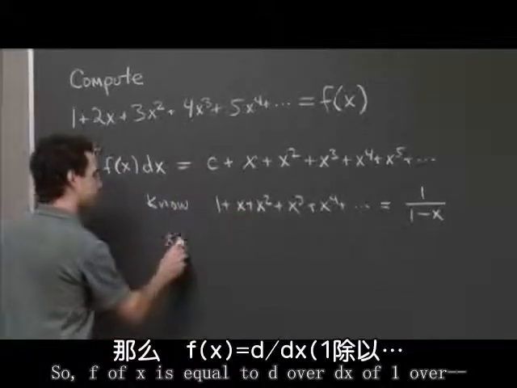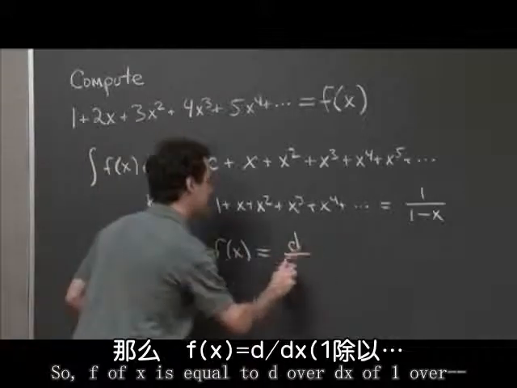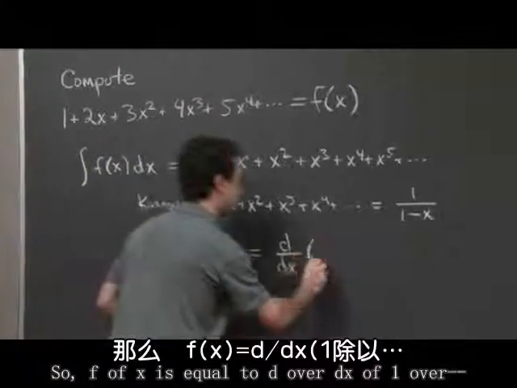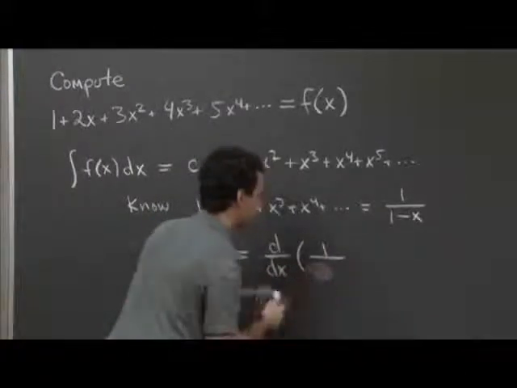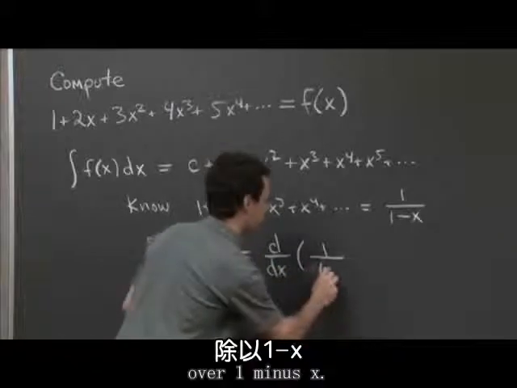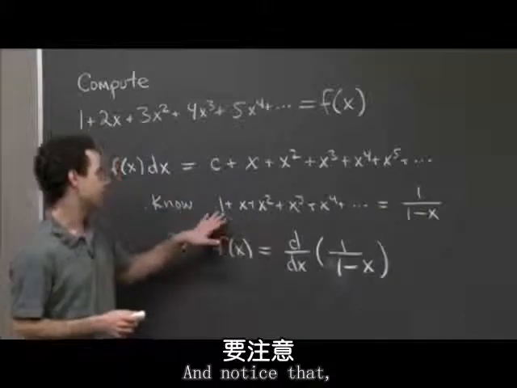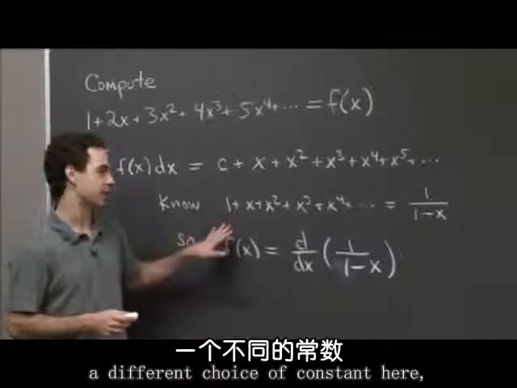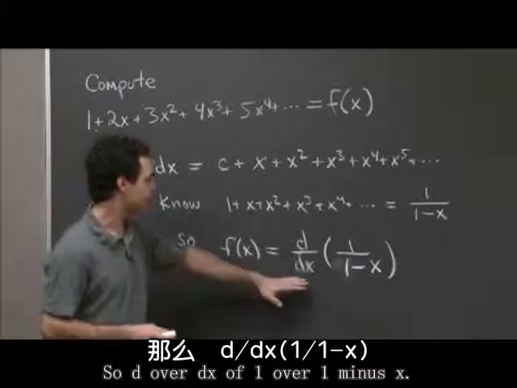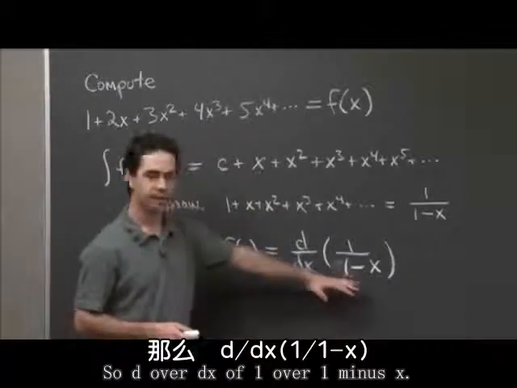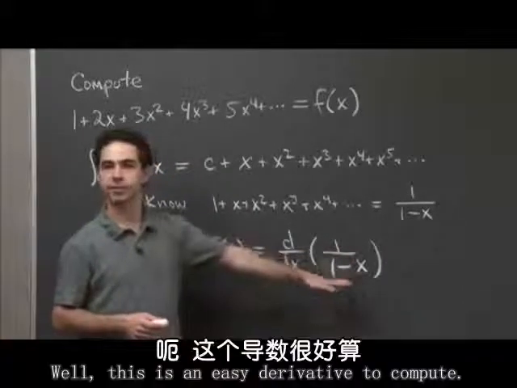So f of x is equal to d over dx of 1 over 1 minus x. Okay, and notice that if I'd chosen a different choice of constant here, it would be killed off by this differentiation. So it really was irrelevant. So d over dx of 1 over 1 minus x. And, OK, well, this is an easy derivative to compute.